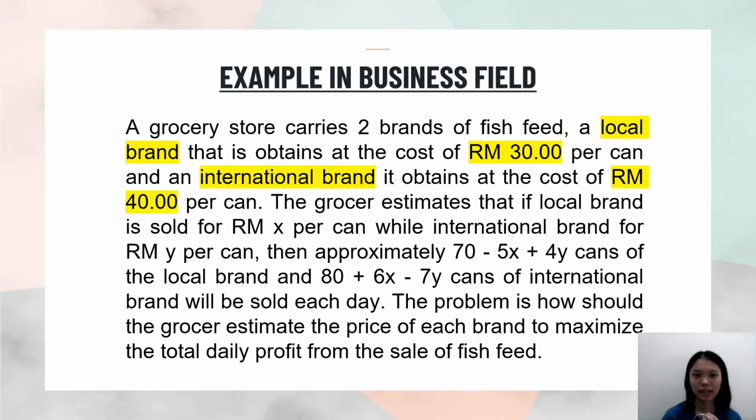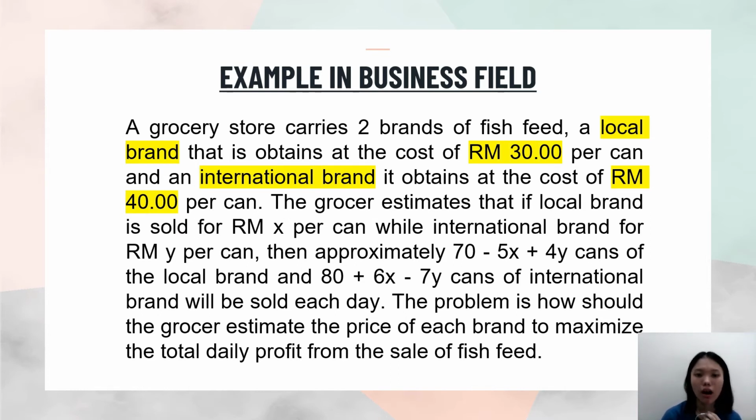Look at the example. There's a situation where a grocery store carries two brands of fish feed. One is a local brand and one is an international brand. The local brand is obtained at a cost of 30 ringgit per can, and the international brand at a cost of 40 ringgit per can.